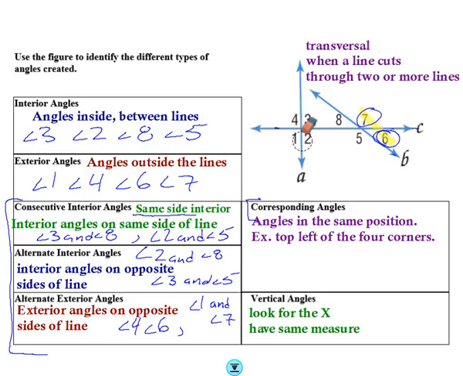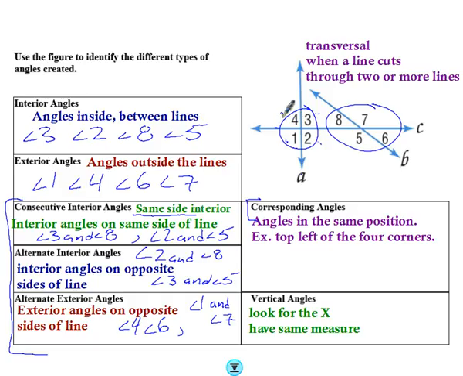Corresponding angles are angles that are in the same position. When the lines cross each other, I refer to this as the four corners. So in this diagram we have two parts that are four corners. So each set of four corners is broken up into four positions. We have the top left, the top right, the bottom left. So corresponding angles are when one set of four corners matches the positions of another set of four corners.